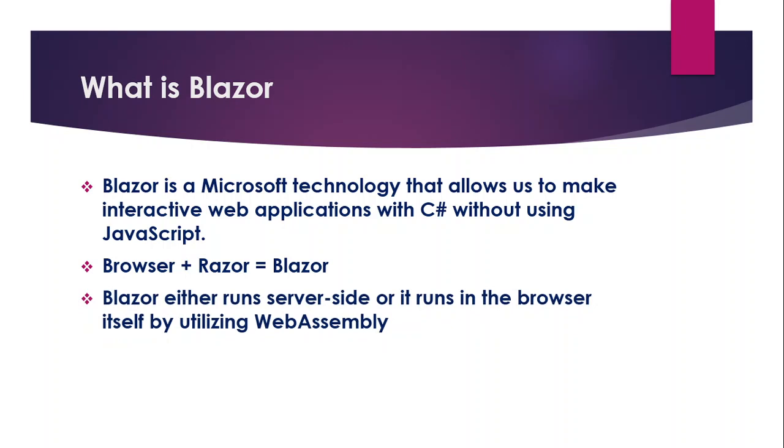So far we have known that browsers can only understand JavaScript. So how can we use C# in client browsers? For that we need WebAssembly. Blazor either runs server side, in which case it executes on server and browser acts like a dumb terminal, or it runs in the browser itself by utilizing the WebAssembly. We will discuss more about WebAssembly in our upcoming videos.